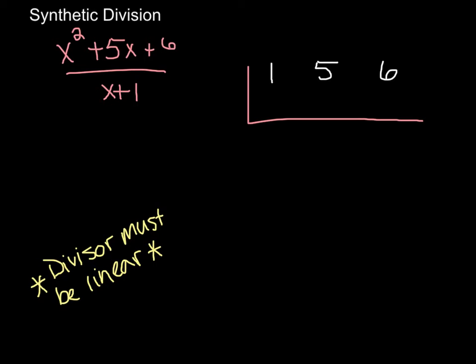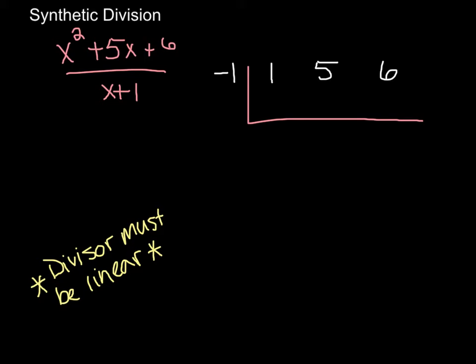And we're going to write our divisor out to the left. So instead of x plus 1, we're going to write what our 0 would be, which in this case is -1. So x plus 1 is our divisor, but our 0 would be -1 for that value. Okay, now we're going to take it step by step.